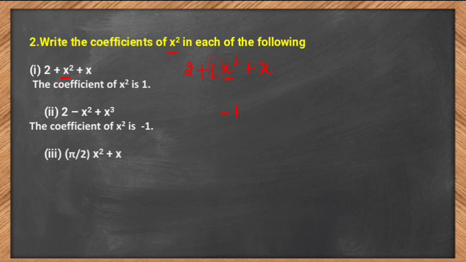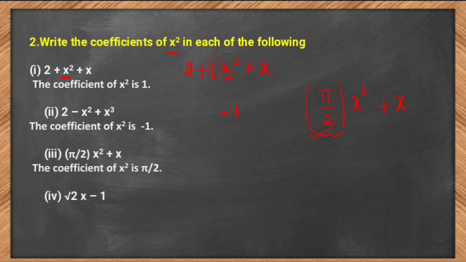Next, pi by 2 x square plus x. I will write here pi by 2 like this, x square plus x. We have to find the coefficient of x square. So which number is there along with the x square? That is pi by 2. So coefficient of x square is pi by 2.